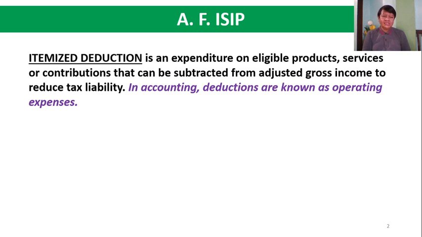It is called itemized because these deductions or expenses are itemized or enumerated in the income statement of an entity. So these are the expenses itemized or enumerated, subtracted from the adjusted gross income. The objective actually is to reduce the tax liability. So in accounting, deductions are known as operating expenses.